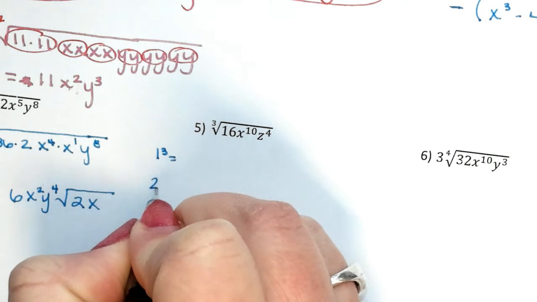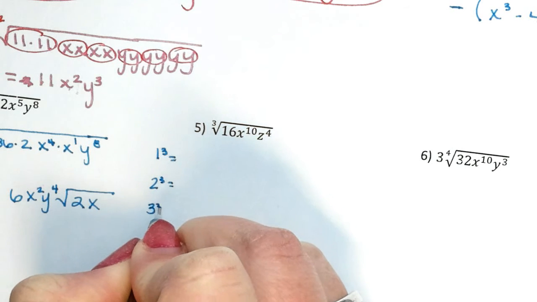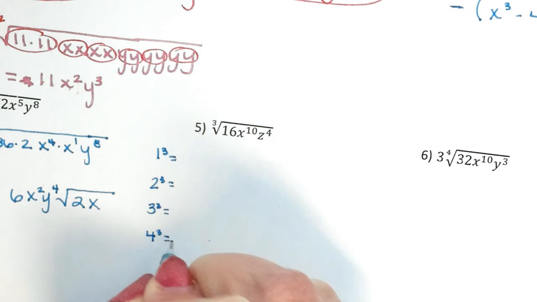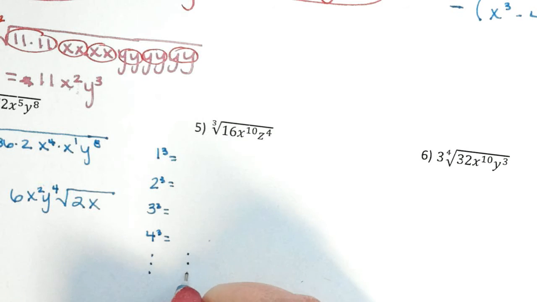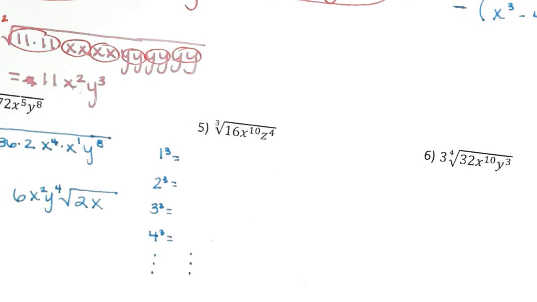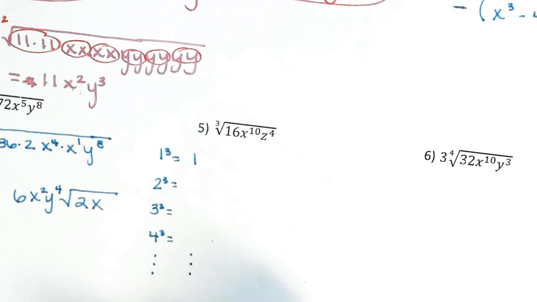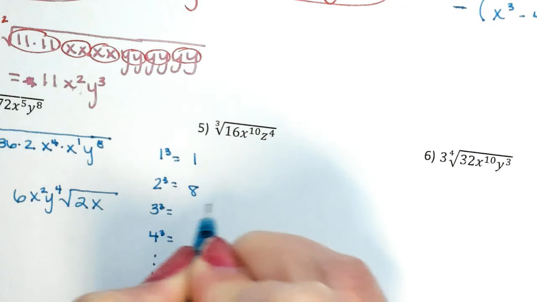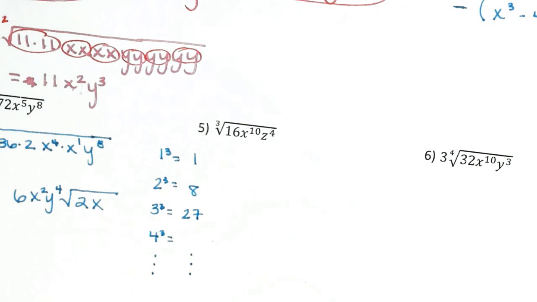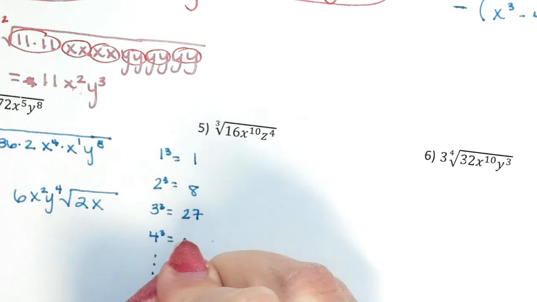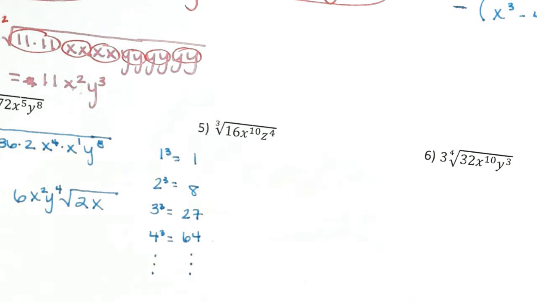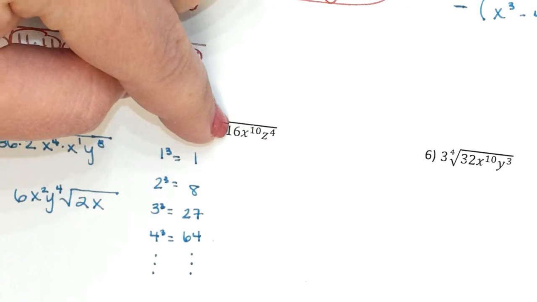So 1 cubed, 2 cubed, 3 cubed, 4 cubed. I'm going to need this list. So what's 1 cubed? 1. What's 2 cubed? What's 3 cubed? What's 4 cubed? Okay, and that's plenty high enough because I'm only talking about the number 16.